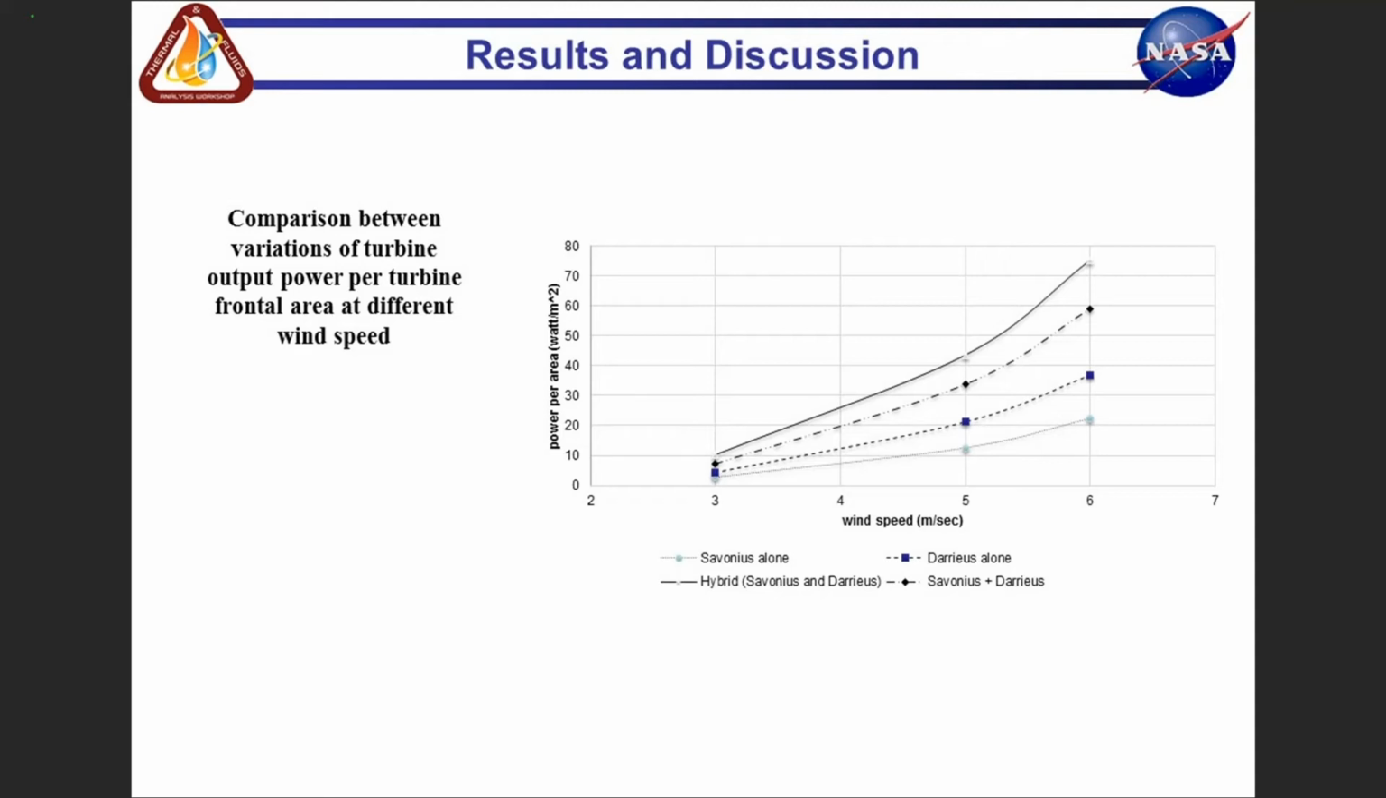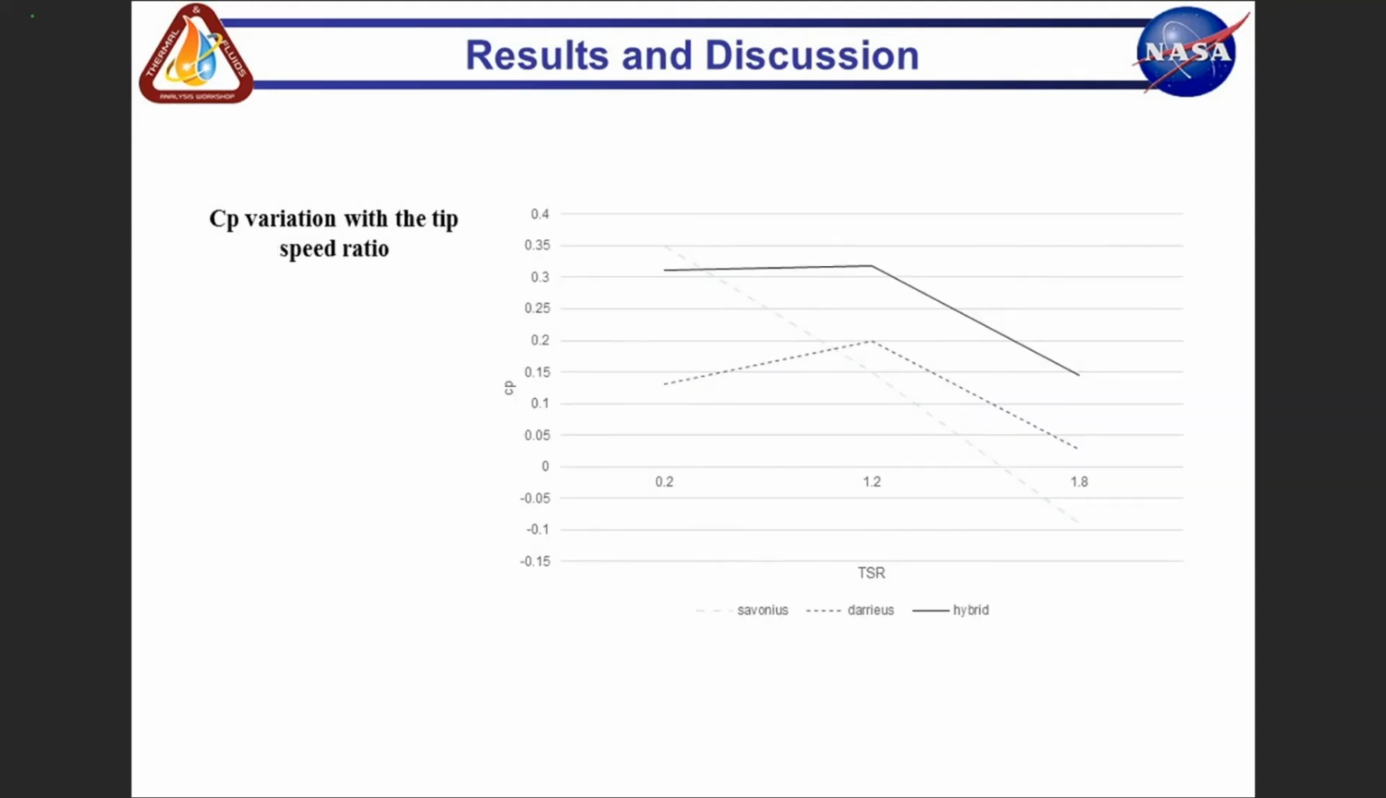We also make a comparison between variations of the turbine here, and we can note from these diagrams that the Savonius turbine has the lowest power coefficient, the Darrieus turbine is higher than it, and Savonius plus Darrieus is greater still, but the highest efficiency we can get is from the hybrid, which is Savonius inside the Darrieus, as shown in the diagram.